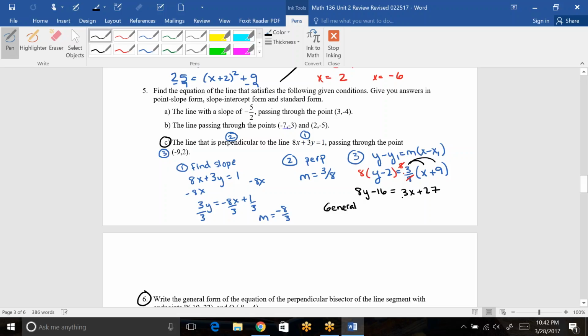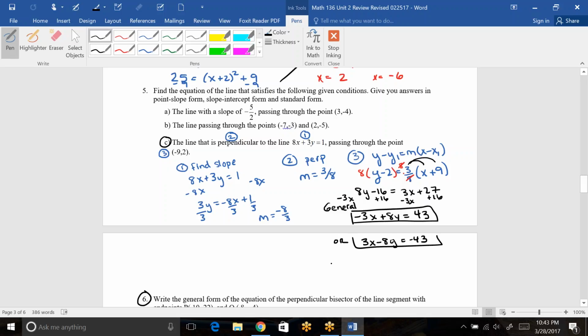To put this in general, you need to move the 3x over to the other side and the 16. So that would be -3x plus 8y equals 43. Now normally I'm fine with this, and like I said, I'll accept this on the test if you want. If you don't like having a negative up front, you just change all the signs and it's still the same equation. So these both become negative and this becomes positive. So either one of those would work for me for general.